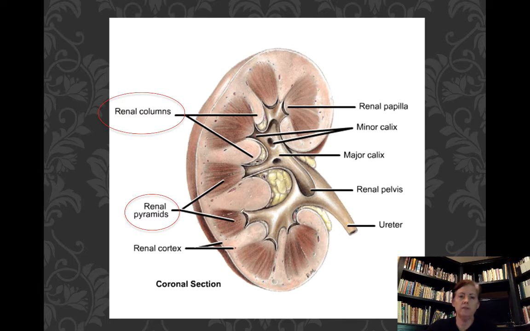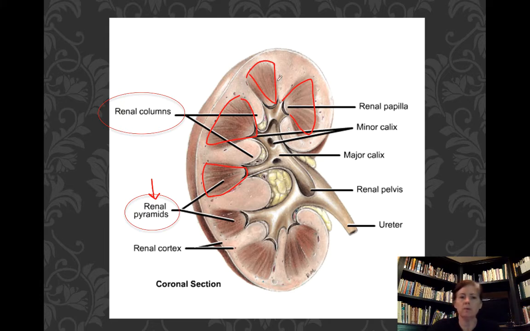Well, you see these alternating areas of color changes. So this leads us to our renal pyramids, which are going to be these triangular shaped areas that are located in the region of the renal medulla. So you can see all of these. And so basically what happens is our kidney is divided up into lobes. And most kidneys have about 8 lobes.